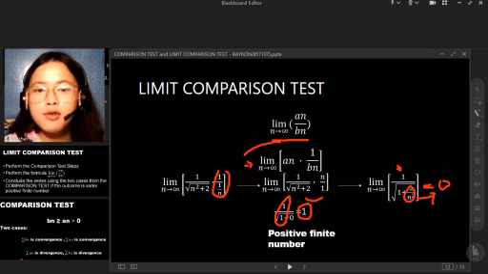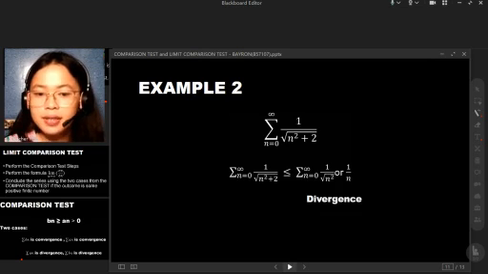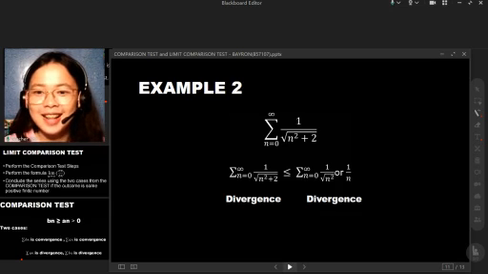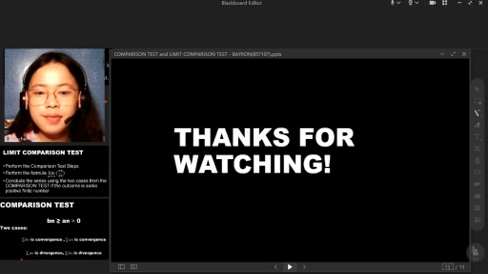Now, we're just going to have the conclusion. The series from n equals 0 to infinity of 1 over n is divergence. Then, the series from n equals 0 to infinity of 1 over the radical sign of n squared plus 2 is divergence also. So that's it for our video, and I hope that you've learned something from this. Thanks for watching. Thank you so much and have a good day. Bye.